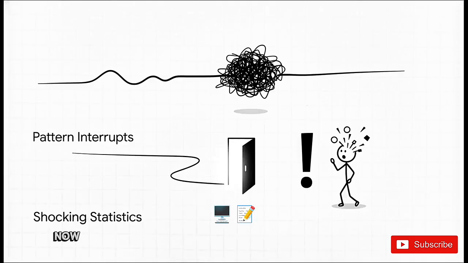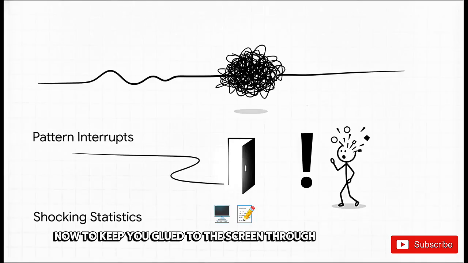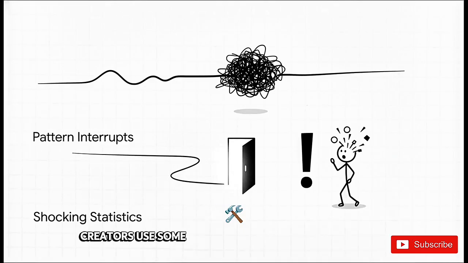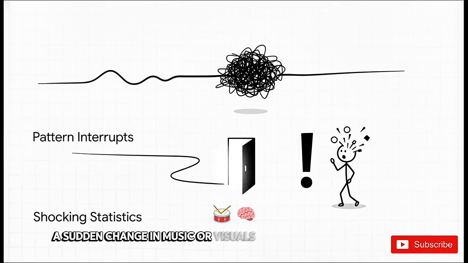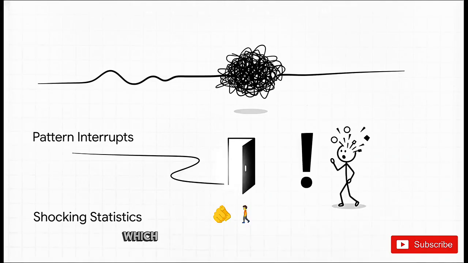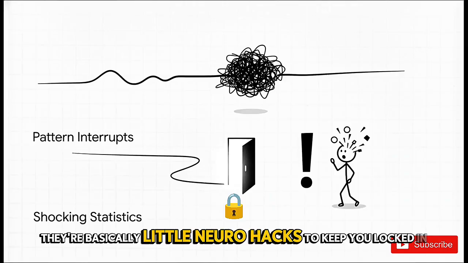Now, to keep you glued to the screen through all these stories, creators use some psychological tricks of their own. Things like a pattern interrupt, a sudden change in music or visuals that just resets your brain. Or an open loop, where they promise to reveal something later on, which makes you have to stick around. These aren't just random edits, they're basically little neurohacks to keep you locked in.